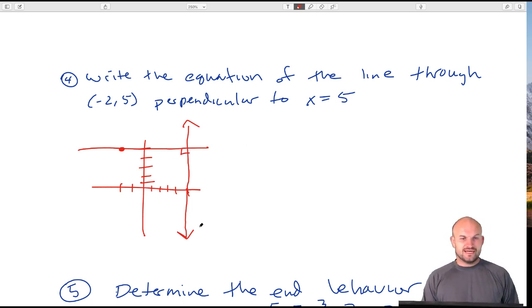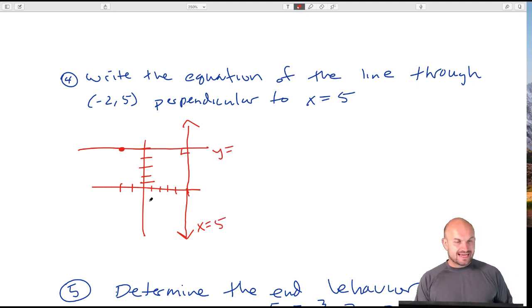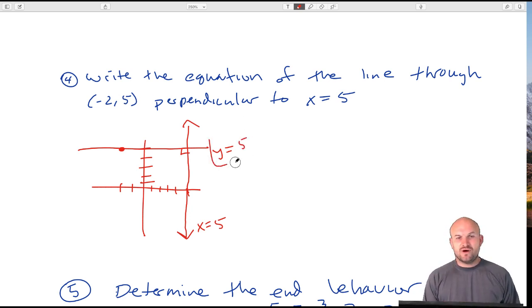So if the vertical line is x equals 5, then this is going to be y equals. Well, how high am I up on the y-axis? 1, 2, 3, 4, 5. I'm the same as the y-coordinate. So the answer is y is equal to 5.